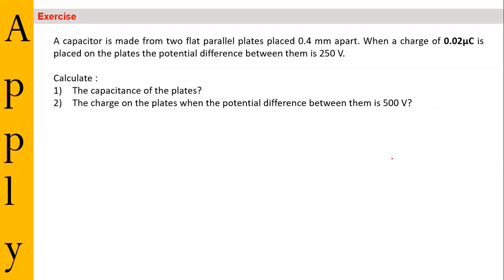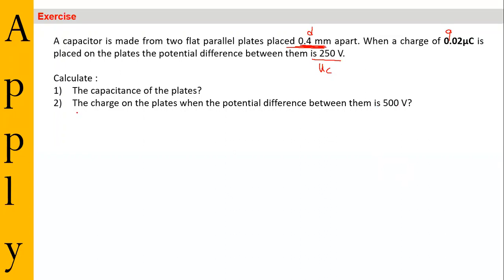Example: a capacitor is made from two flat parallel plates placed 0.4 millimeter apart. So we have here the distance. When a charge of 0.02 microcoulomb is placed, so this is Q, on the plates, the potential difference between them is 250 volts. So this is U_C. The first question is: calculate the capacitance of the plates.